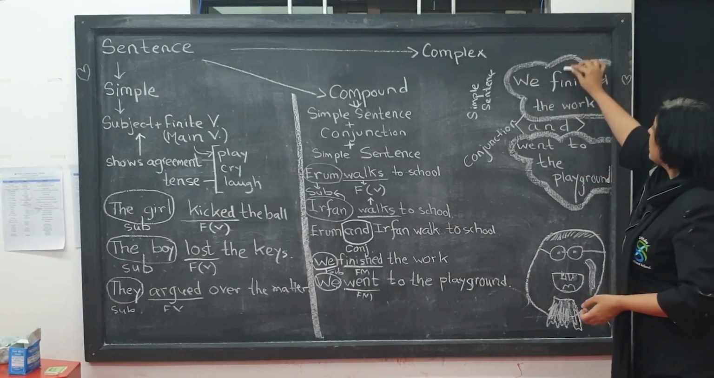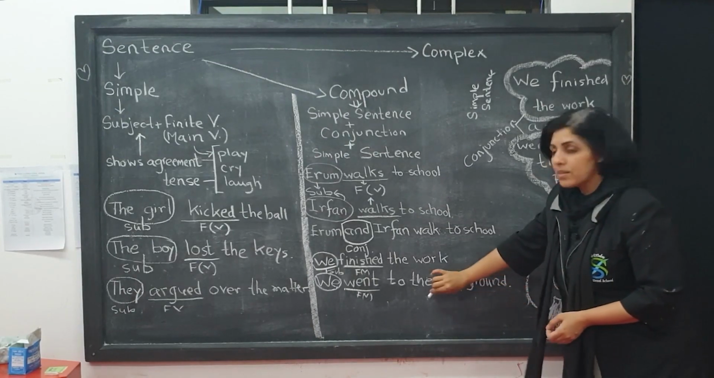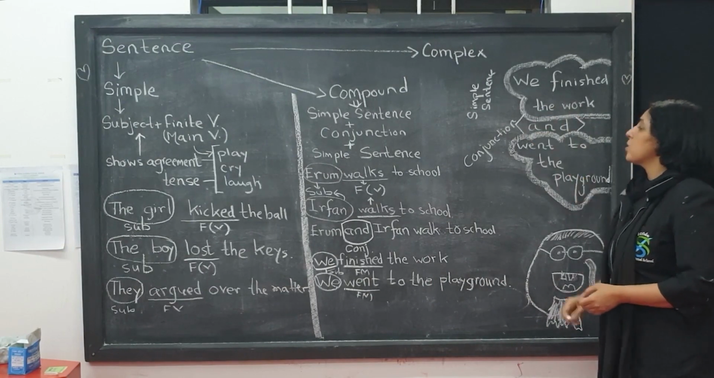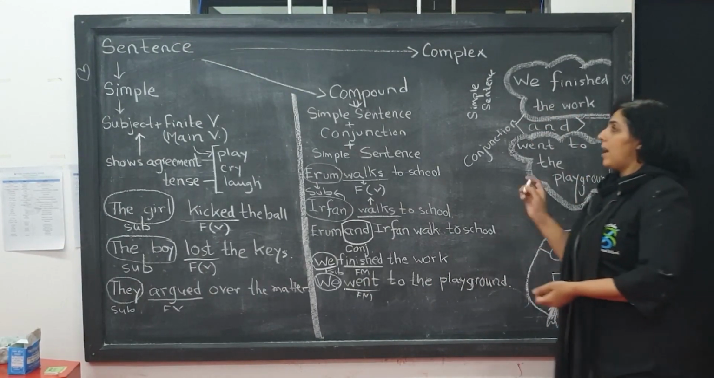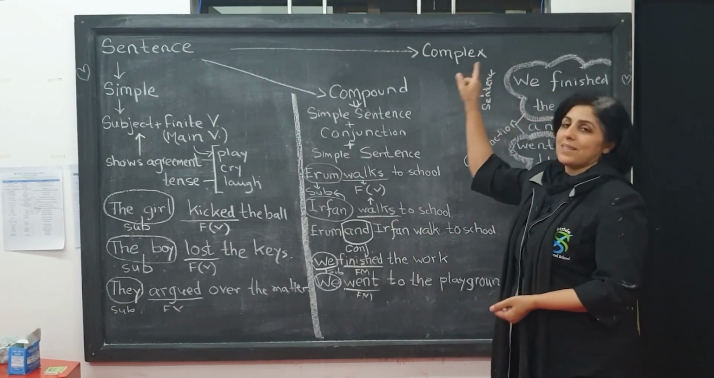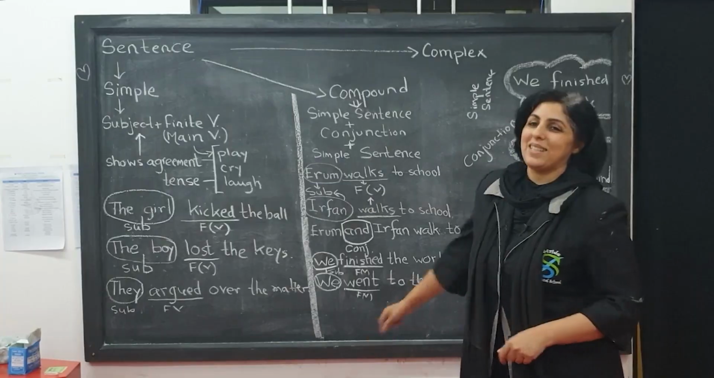Over here, this portion is one simple sentence. This was another simple sentence, and we combined both of these using the conjunction and. I hope this is clear. Now we want to move on to complex sentence. So let me rub the board and I'll get back to you in just a minute.